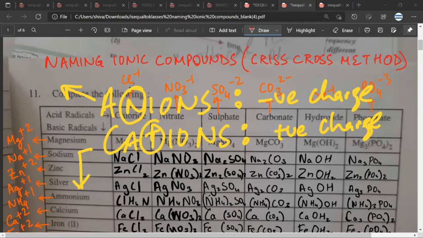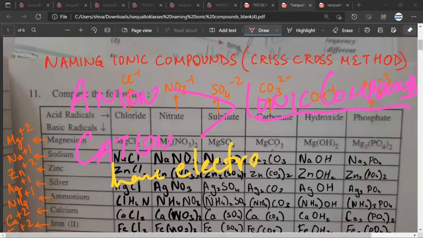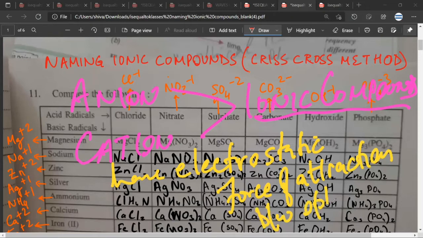For an anion, it can be chloride. Yes, the simplest. And a cation can be like zinc. Shabash. So you take an anion and you take a cation and then you form an ionic compound, because ionic compounds have an electrostatic force of attraction between opposite charges. Mr. Satya, are we clear?